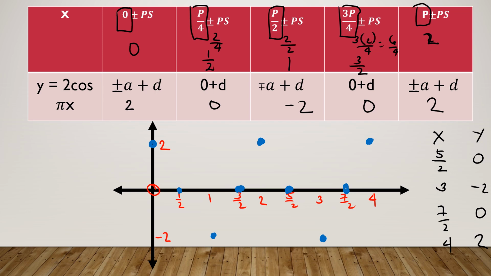After that, we can now connect the points by drawing smooth curves. Like this one and this one. So no need to extend the graph because we have the restriction from 0 to 4. Therefore, this is the graph of the given trigonometric function.